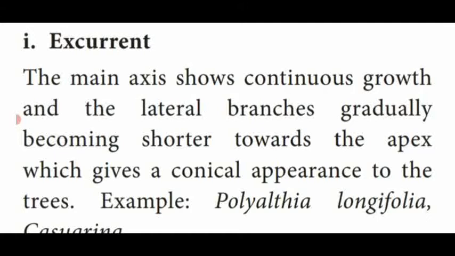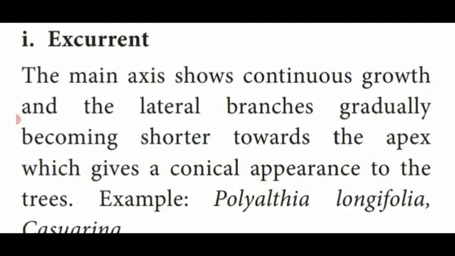Example, Polyalthia longifolia. In Tamil it is known as Asoka Maram. In some bungalows, at the front of the main gate, they grow it as a tall tree in a triangular shape. That is known as Asoka Maram. The binomial name is Polyalthia longifolia.